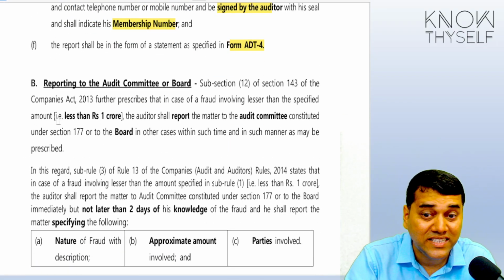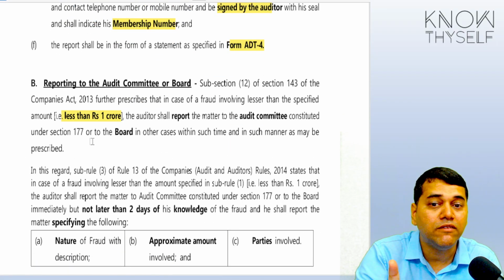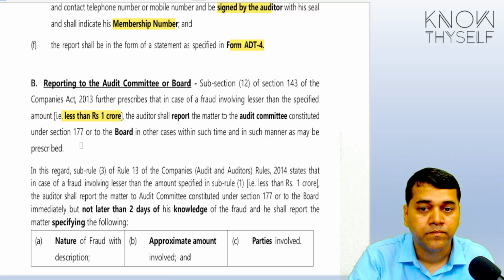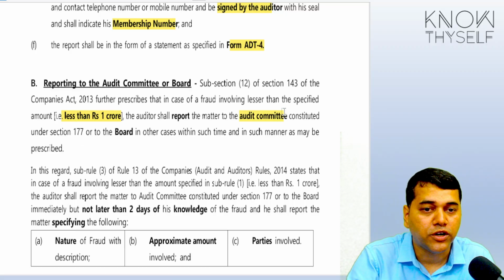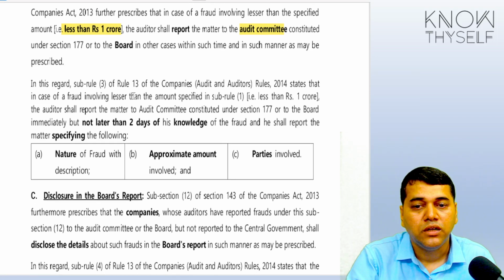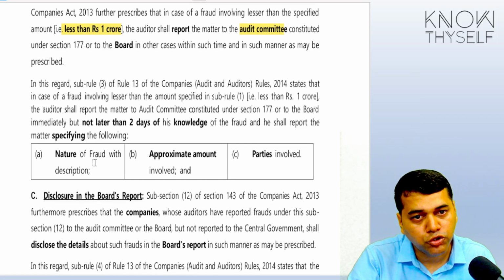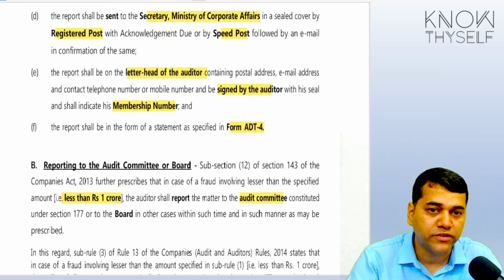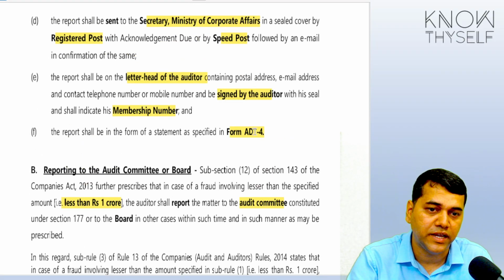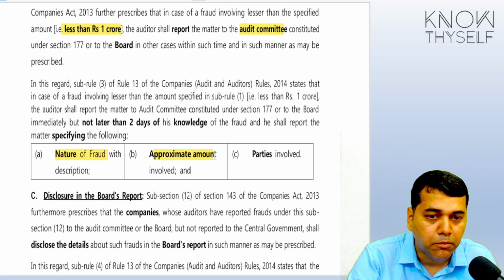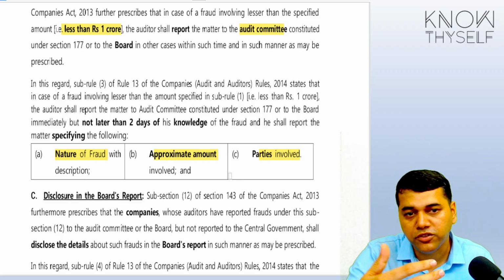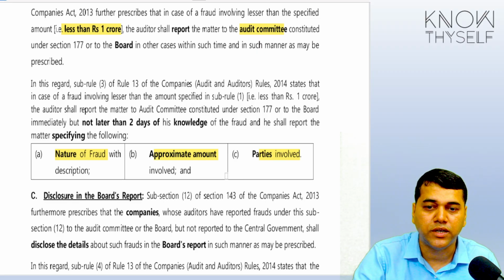Alternatively, if it is exactly 1 crore, you have to inform the central government. But if it is 99,99,999, you have to report to the audit committee. Now, within 2 days of the knowledge, how should you report to the central government? You need to have this ADT4. But here you need to tell the nature of the fraud, the amount involved and the parties involved, because this is what you suspected the employees must have done.